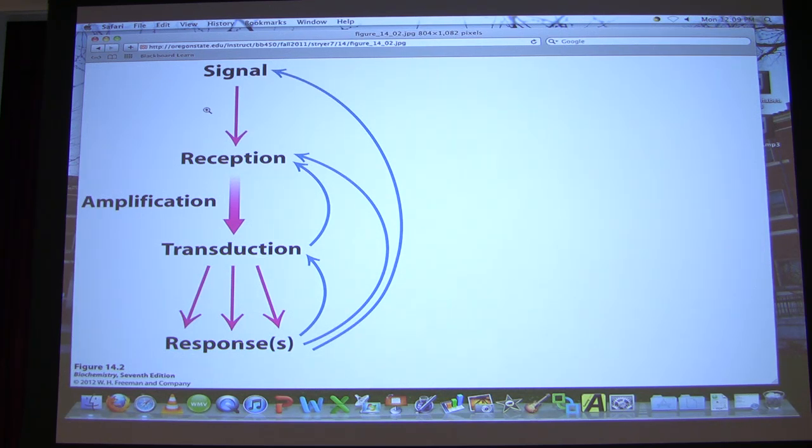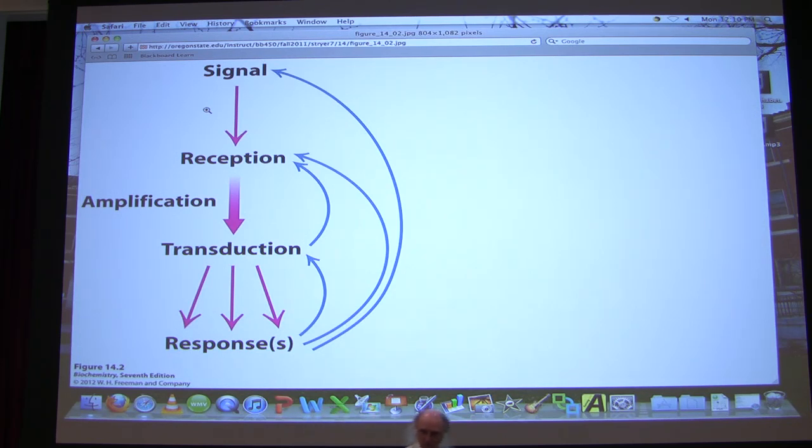Transduction, in turn, causes those responses to happen that I talked about earlier, might be activating an enzyme, it might be inactivating an enzyme, it might be activating entire classes of enzymes, proteins, quite a wide variety of things that can happen. And then it's very important that cells be able to turn that process off. Okay? Cells are not one-way machines, as it were. They turn something on, they need to have the ability to turn it off.